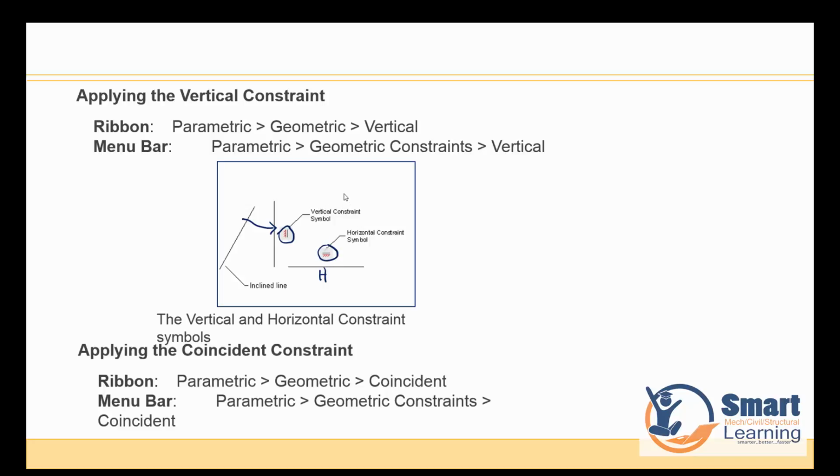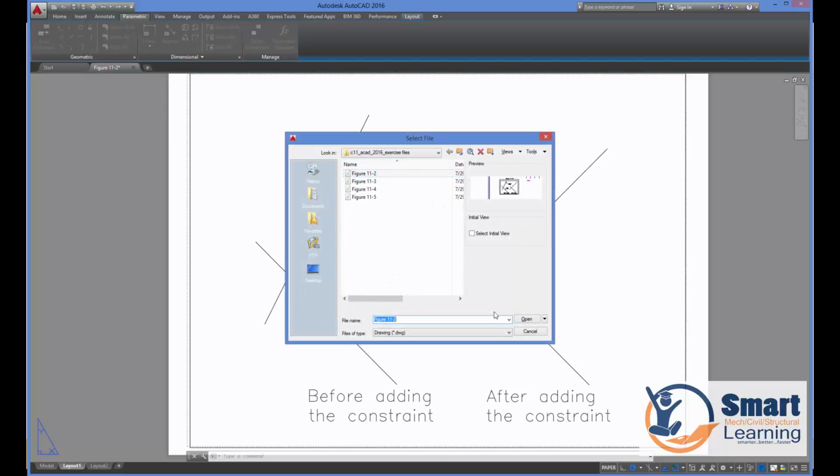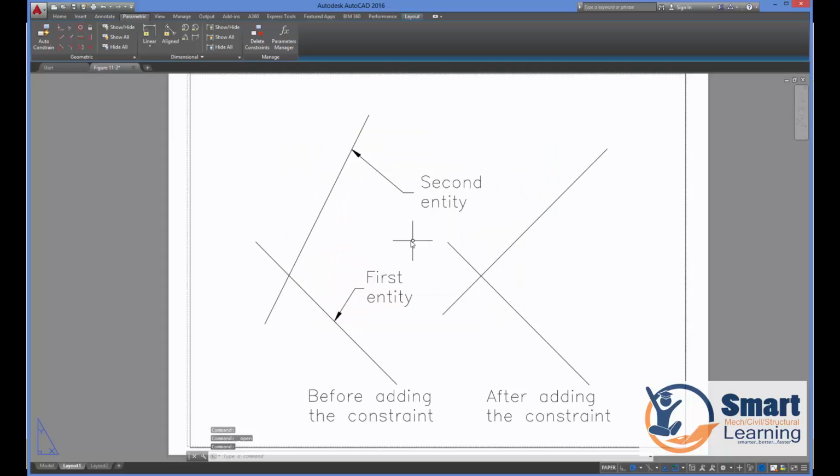Let me show you what I mean. From your exercise file you can find this particular file, in chapter 11, which is talking about the advanced constraints and all. So before adding the constraint, the first entity or object and second entity was something like this, and after adding the constraint I will show how you can see the difference.